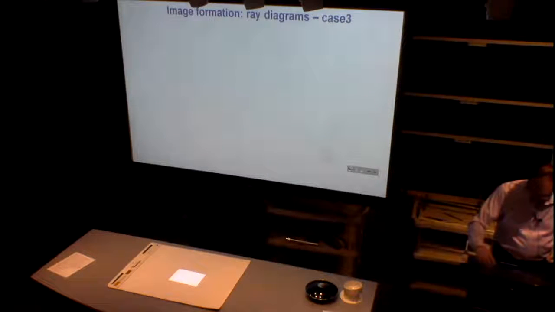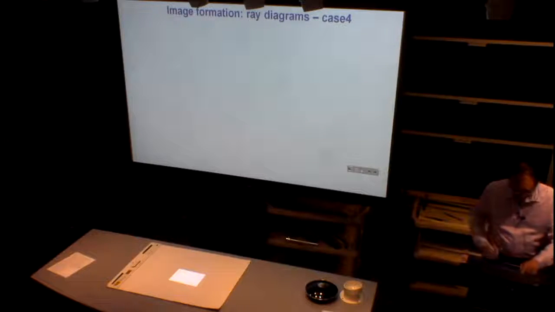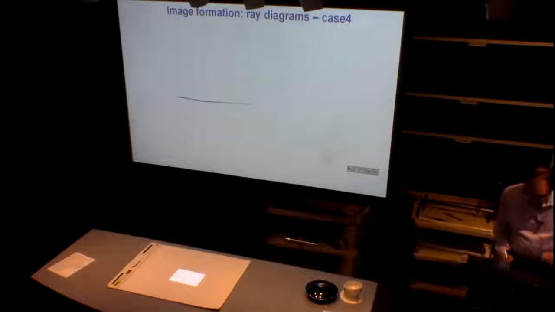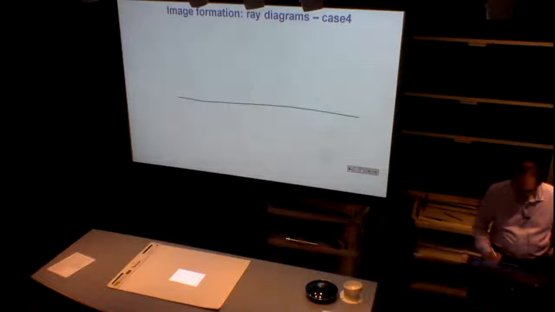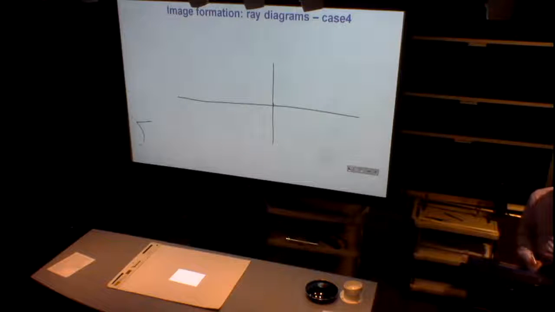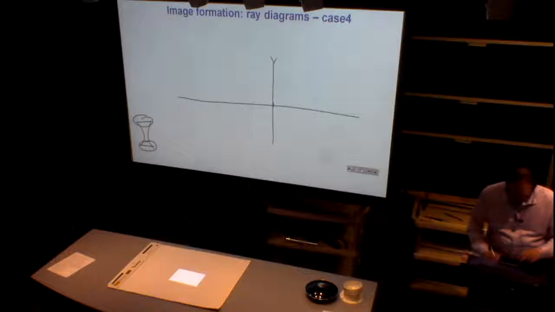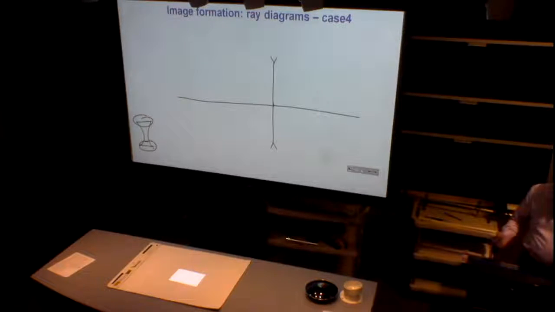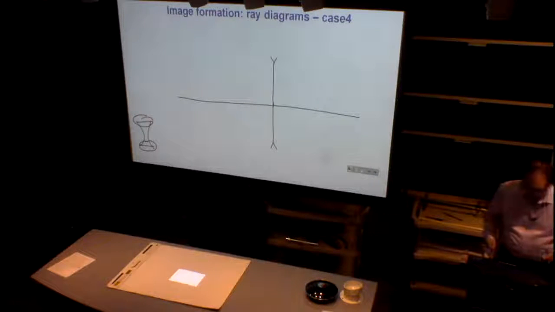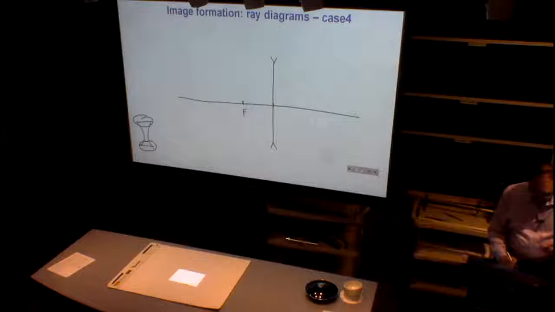Well, case two, case three. Case four. Case four is for a diverging lens. The principal axis, the location of the lens itself, and the diverging lens in air would have a shape like this. But again, we do not draw the whole lens. We only show the ending. So this is a standard symbol for a diverging lens. Now, which focal point do we need? This one. On the same side as the object.